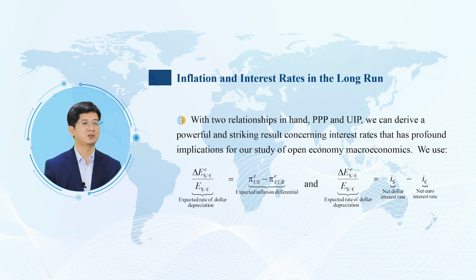We use a subscript E to denote such expectations. Equation 3.2 is recast to show expected depreciation and inflation at time t. So the expected rate of dollar depreciation is equal to the expected inflation differential. And the expected rate of dollar depreciation is equal to the net dollar interest rate minus the net euro interest rate.